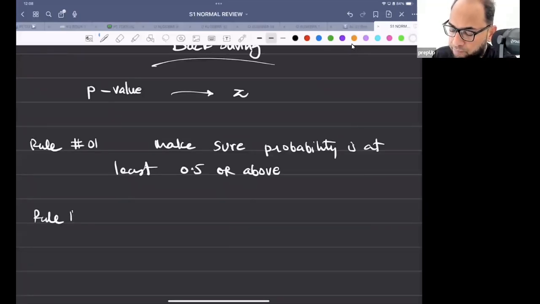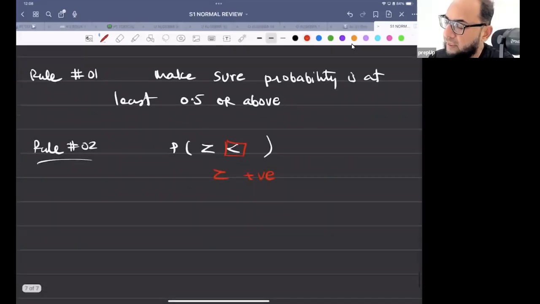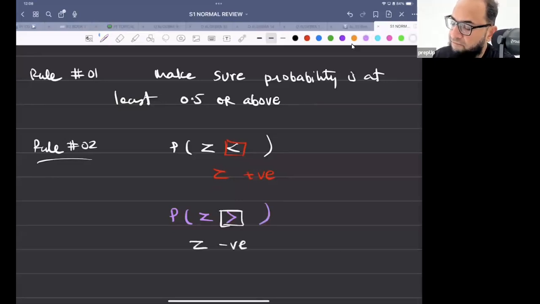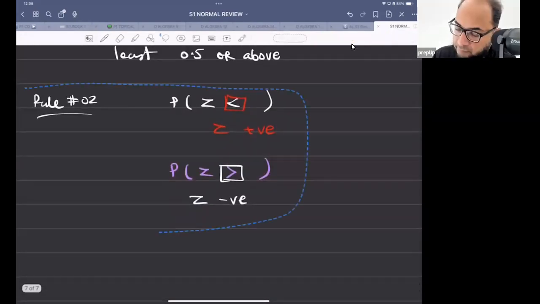Rule number 2, that is, if its probability Z is lesser than something, then this means the Z value is positive. And then the other rule is, probability Z is greater than something, then over here it means that the Z value is negative.